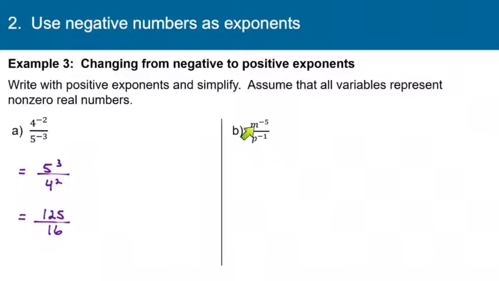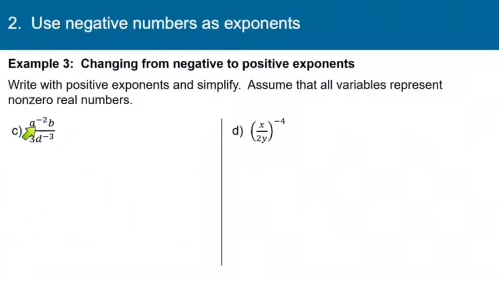Here on part B, we have m to the negative 5 over p to the negative 1. So just like we did on part A, we can just move each factor to the other end of the fraction to get a positive exponent. So that would give us p to the positive first power in the top, m to the positive fifth power in the denominator, and now you know that p to the first power is just p, so there's no reason to explicitly write this 1, so we would just write this as p over m to the fifth power. And just in case anyone's wondering if it's really necessary to write it without the 1, yes it is. With the 1 showing, this is not considered fully simplified.